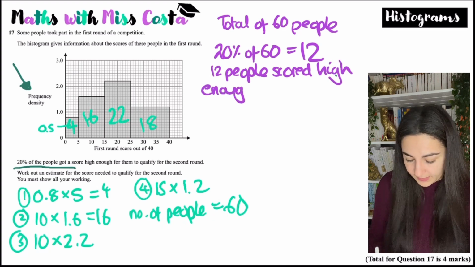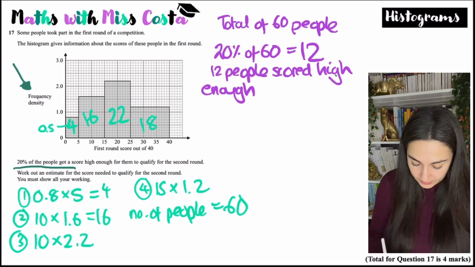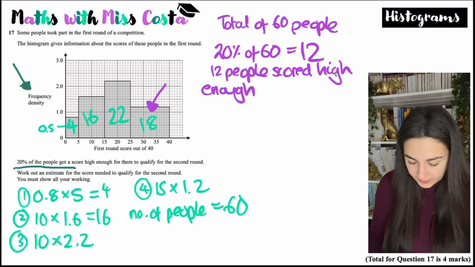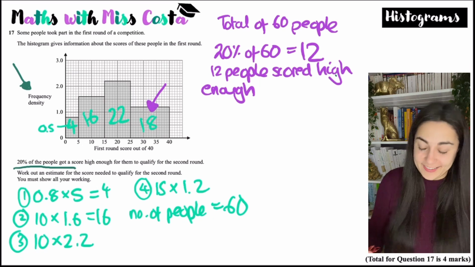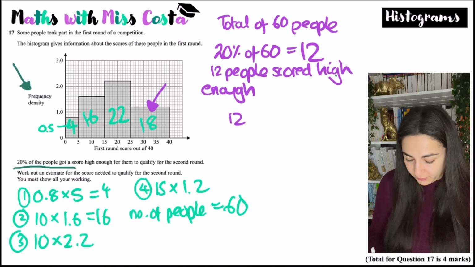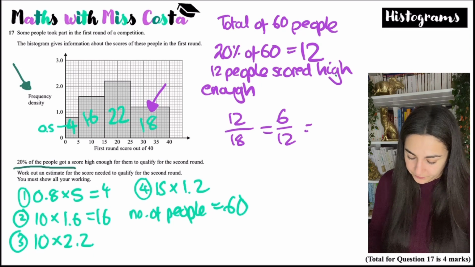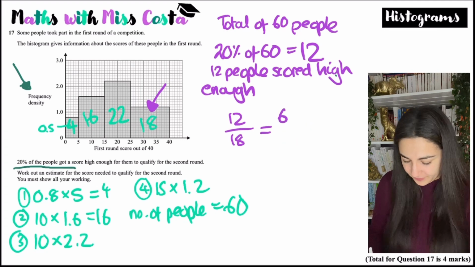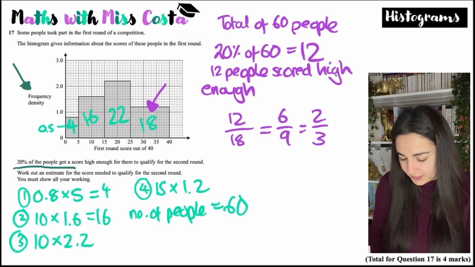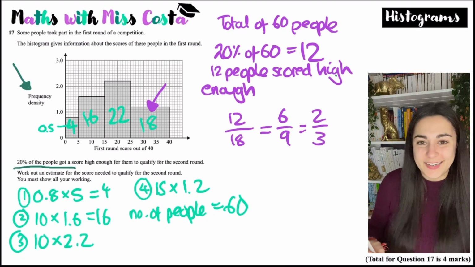So then these are going to be the top 12 people. So out of 60 people, the top 12 are going to be in this bar here. Now in total, this bar represents 18 people. And what is 12 as a fraction of 18? Well, 12 over 18, simplify it, is 6 over 9, which is 2 over 3. So 12 over 18 is the same as 2/3.